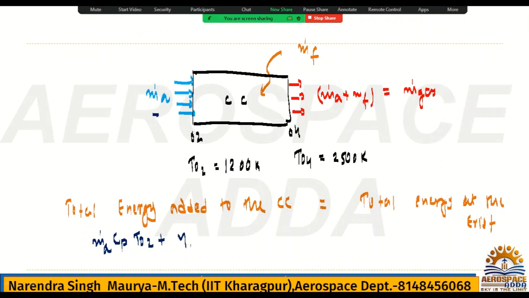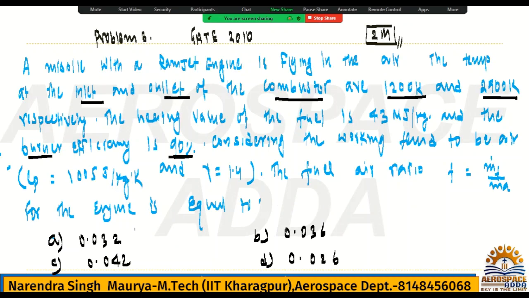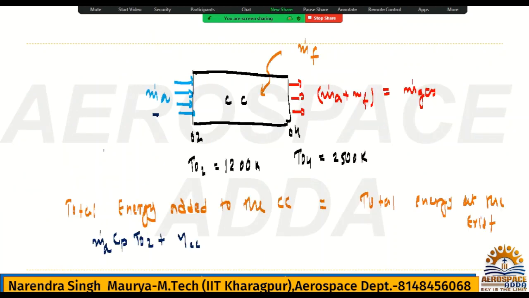So eta Cc, or eta B. See, the burner efficiency they have given to us. Burner efficiency means combustion chamber efficiency. If they have given it, you consider it, otherwise you can take one also. But in practice you always remember eta Cc here. When the heat is added, then it is eta Cc into m dot f into heat value, or sometimes it is called calorific value. So this is the equivalent chemical energy which is added in the combustion chamber.